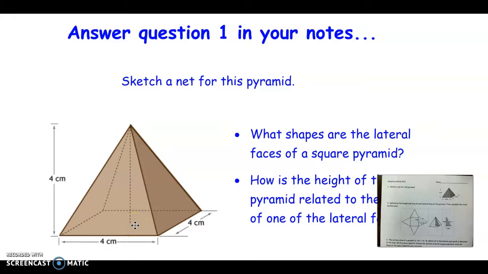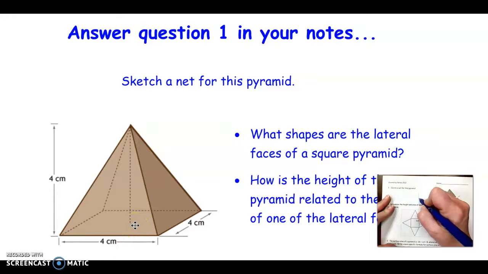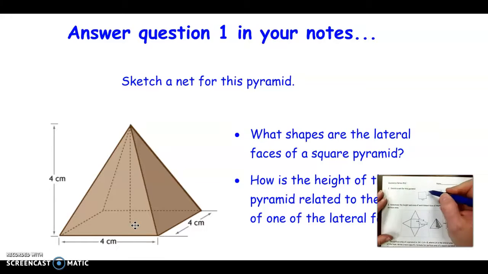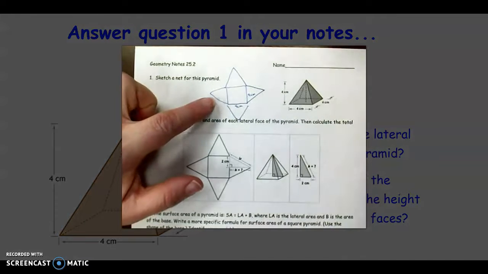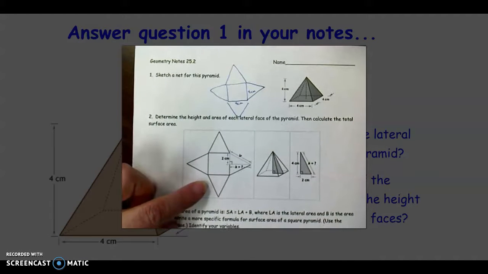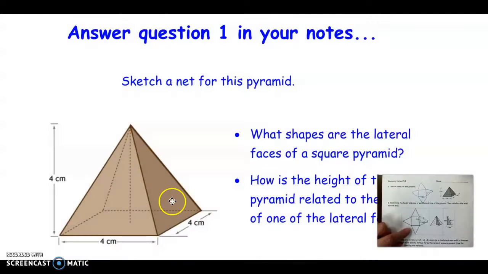And so when you are drawing its net, of course, one of the faces would be that square base, 4 centimeters by 4 centimeters. In pyramids, the lateral faces are all triangles. And so you could have at each one of these sides a triangle coming out from it like so. And of course, I'm not drawing that to scale, but that is a rough look of what your net would look like. You can see it drawn a whole lot better on number 2 in your notes.